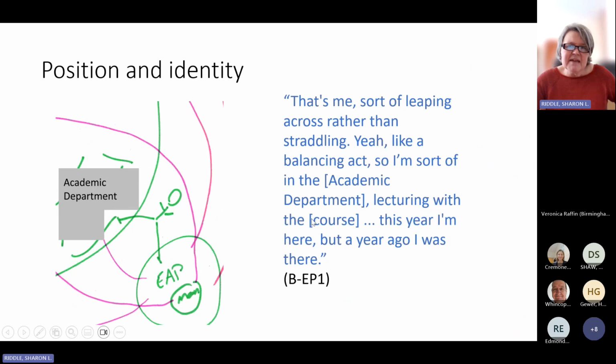And then we have individual identity. We have this person here who's straddling between the academic department and EAP, which makes him into a useful asset in the university because he can kind of bring those insights from the academic department into EAP and the other way around.